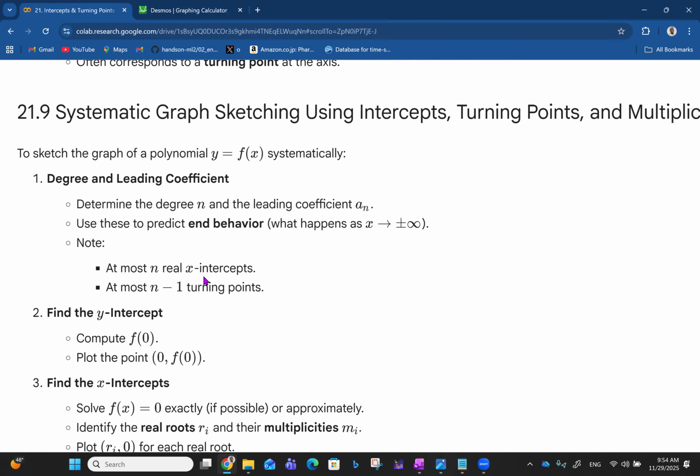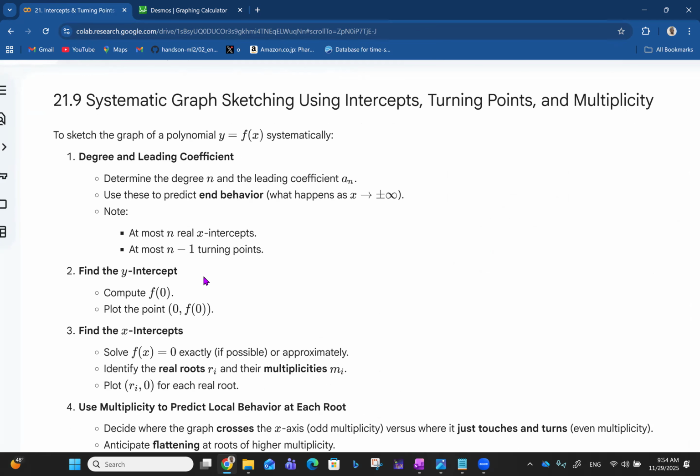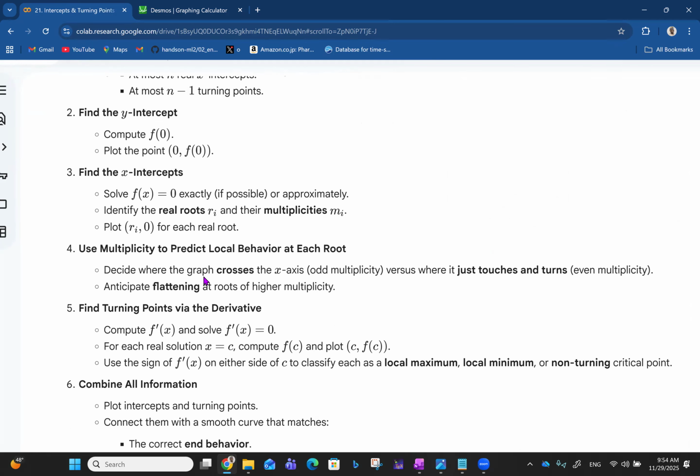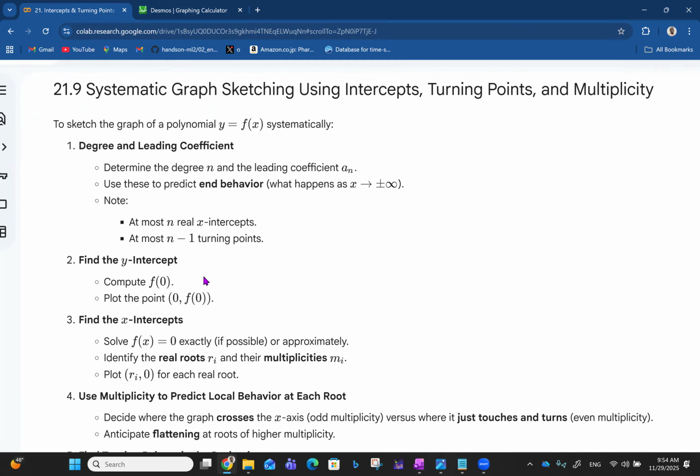Let's go ahead and see systematic sketching using intercepts, turning points, and multiplicity. Interestingly, this is going to end on this note, but the next video is going to talk about how to sketch graphs systematically. So, systematic sketching using intercepts, turning points, and multiplicity. To sketch the graph of a polynomial y equals f of x systematically, you can have degree and leading coefficient. That's the first thing you want to look at. Determine the degree n and the leading coefficient a_n. These two are very important in what you want to do.